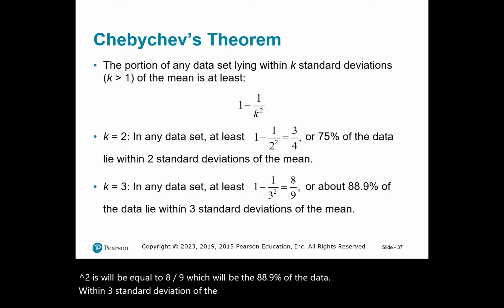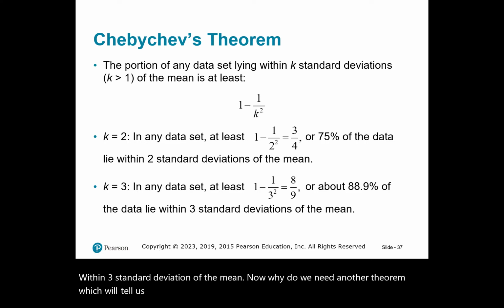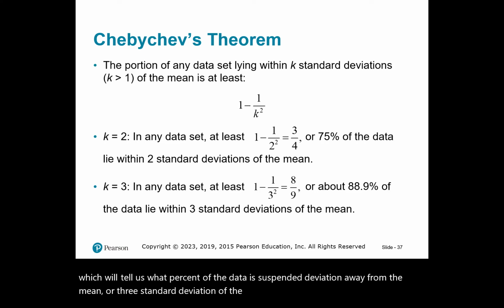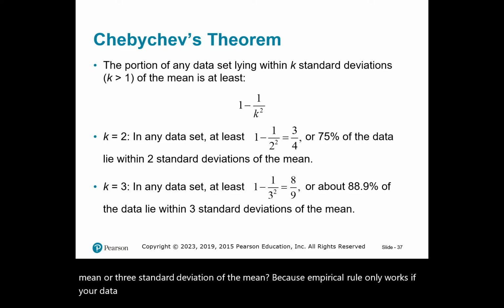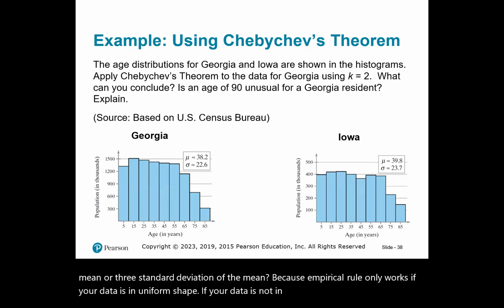Now, why do we need another theorem which will tell us what percent of the data is 2 standard deviations away from the mean or 3 standard deviations of the mean? Because the empirical rule only works if your data is in a uniform shape. If your data is not in a uniform shape, you can use Chebyshev's theorem.